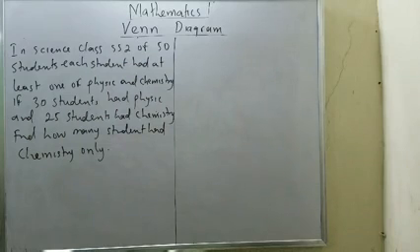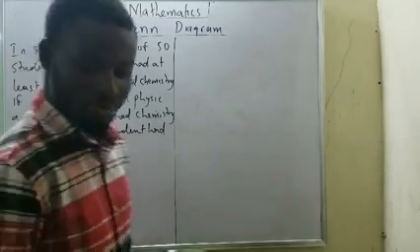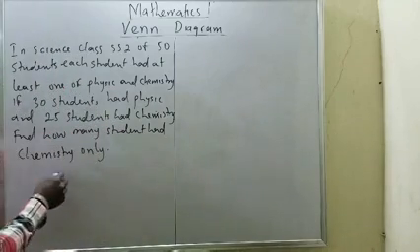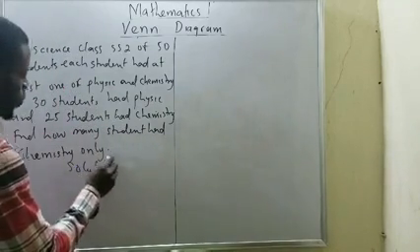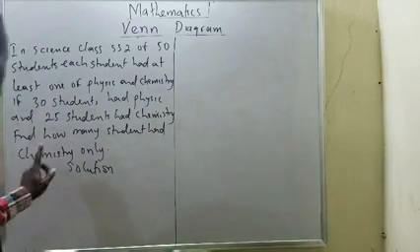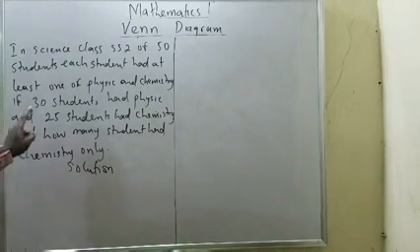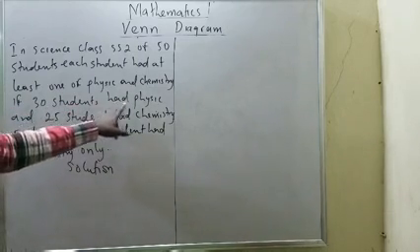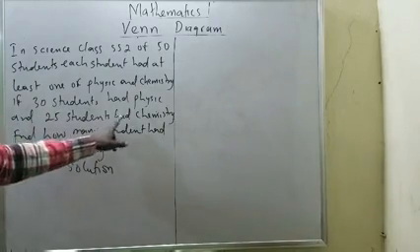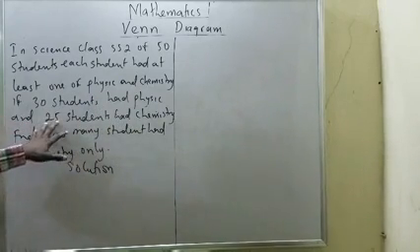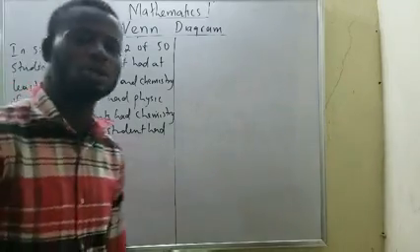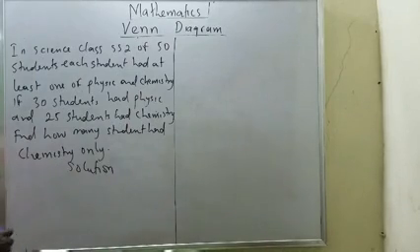When you have this type of work, you have to understand all about sets. The first thing you need to know is the solution to this problem. We are talking about chemistry only. 30 students had physics and 25 students had chemistry. The number of students that had chemistry is 25, which is not the same thing as chemistry only. What are we trying to say there?